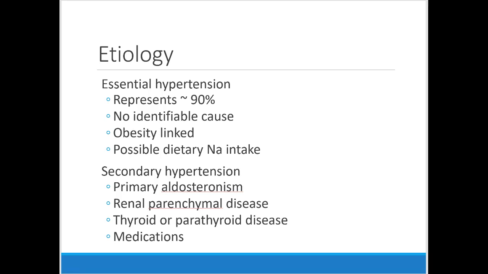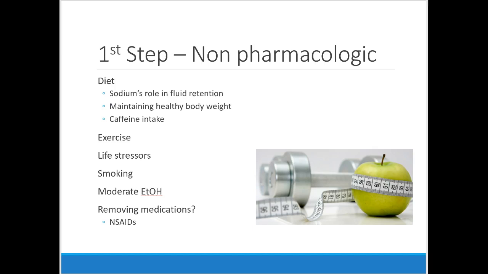Essential hypertension represents about 90% of the cases, which really means it doesn't have any necessarily identifiable cause, usually linked to some correlative things like obesity, possibly excessive amounts of dietary sodium. Secondary hypertension means there's some other cause behind the blood pressure, and I listed some things there. So mostly we're going to be talking about essential hypertension here.